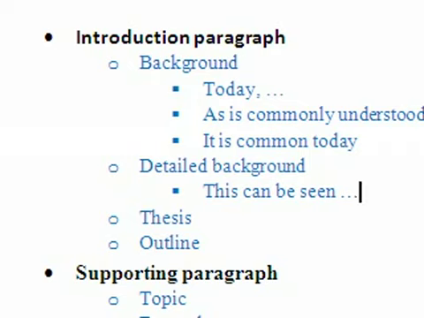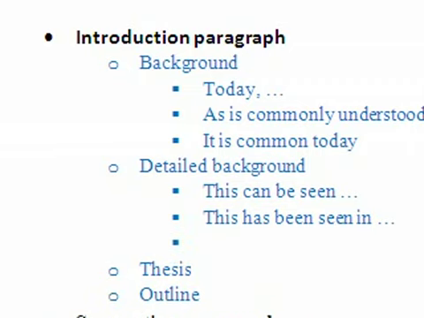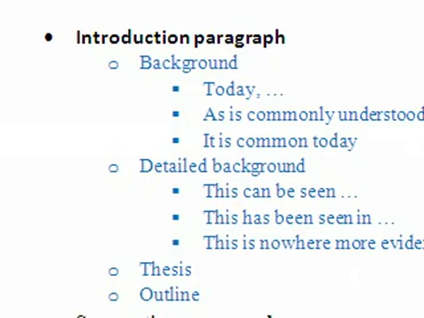So firstly, if we started with a sentence, today such and such is happening and it's happening all over the world. This can be seen mostly in, and then wherever you're talking about, Shanghai, Dubai, whatever. Another potential sentence could be, this has been seen in, or perhaps even, this is nowhere more evident than.